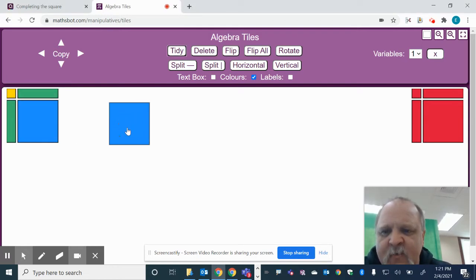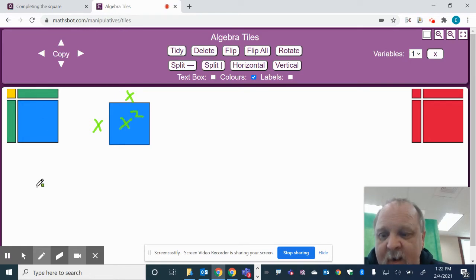First of all, a blue tile like this is an x squared. Why do I call this an x squared? Because I do not know how long or how wide this square is, but I do know that all squares have the same length on all four sides. So if one side we call x, all the other sides we would call x also, and the area of the square is just x squared.